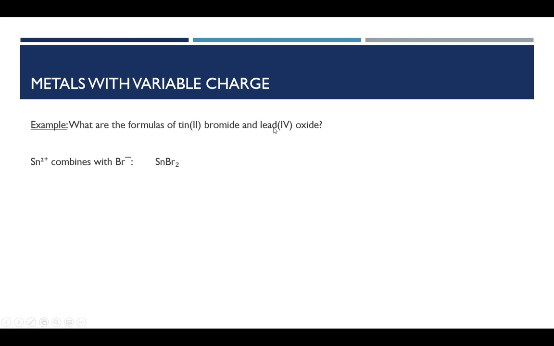What about lead(IV) oxide? This is lead with a 4+ charge. Oxygen is in group 6A. You should be checking this with the periodic table as I go. So it will make a 2- charge. So if this is 4+, this is 2-. I need 2 times 2-, that would be negative 4, to cancel out the positive 4 charge. So this should be written as PbO2. These are, you'll notice, in the lowest whole number ratios.